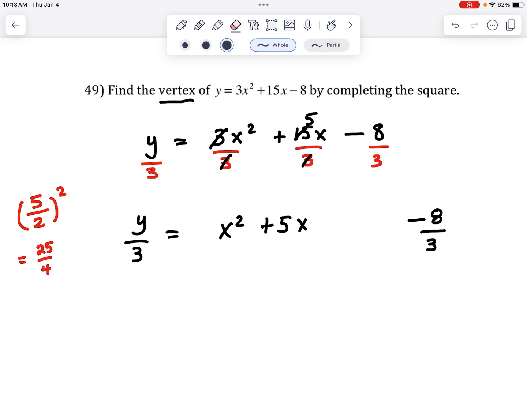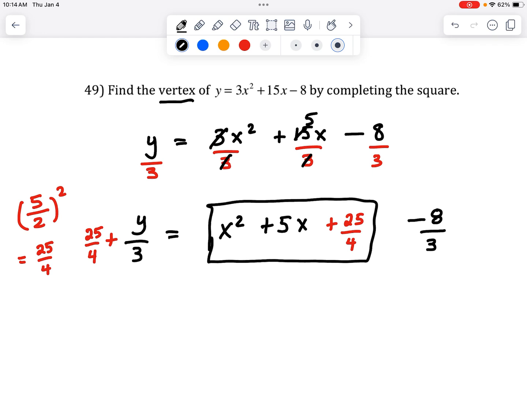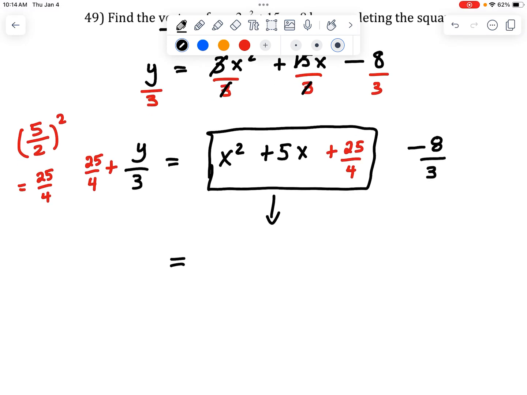So that means that I need to add 25 over 4. And if I add it to that side, I need to add it to the left side as well. So add 25 over 4. And then this part can be factored, and in fact it could be factored into a perfect square. So the left side still has 25 over 4 plus y over 3. And then the part that's in the box can be factored into a perfect square, and it's going to be x plus 5/2 that goes in the parentheses.